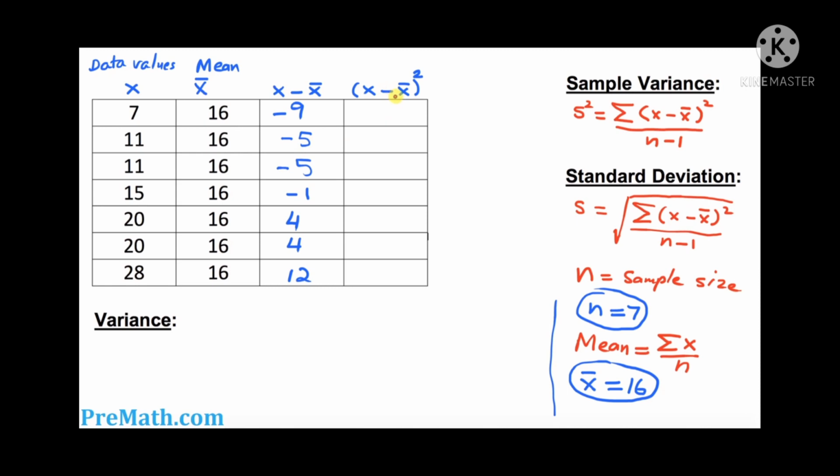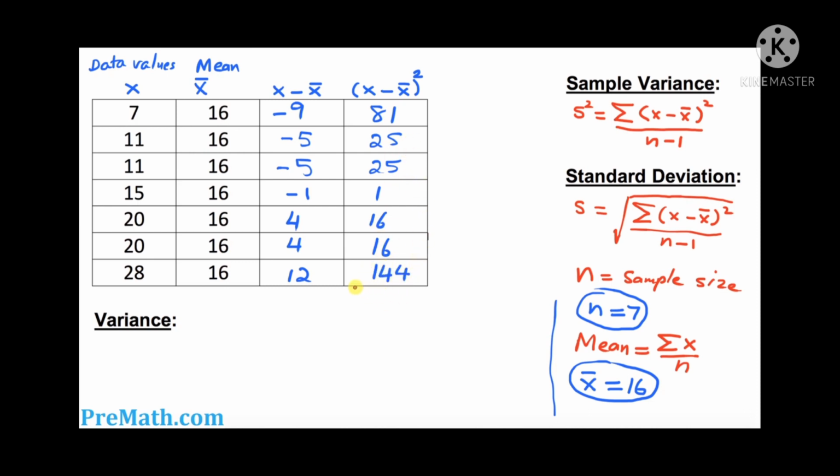And the final column, the right hand side, what we're going to do is square the values that we just figured out. So negative 9 squared, negative 5 squared, all the way. So negative 9 squared becomes 81. Negative 5 squared becomes 25, 25, 1, 16, 16, and 144. That's the very first step.